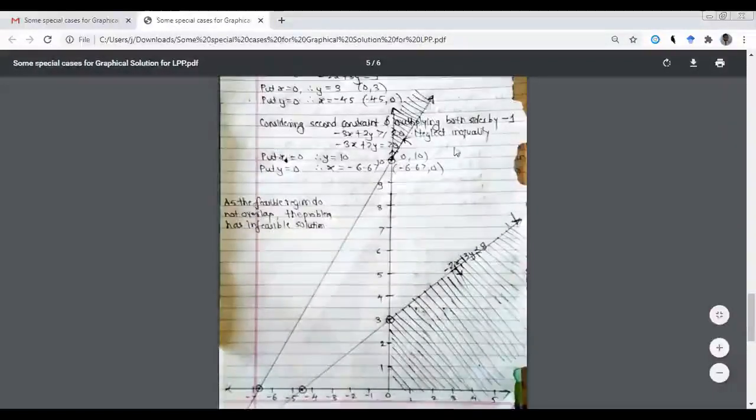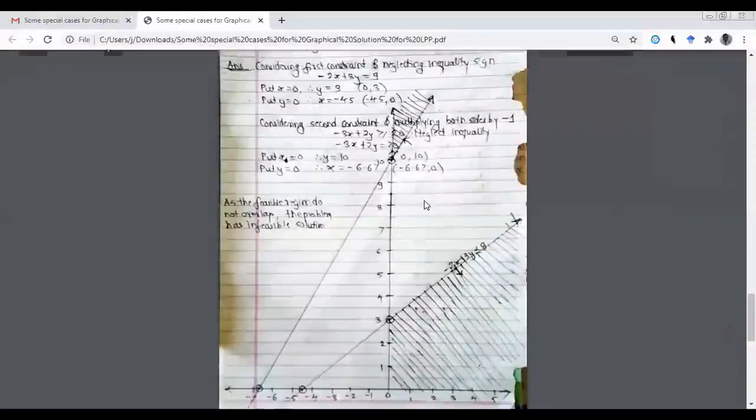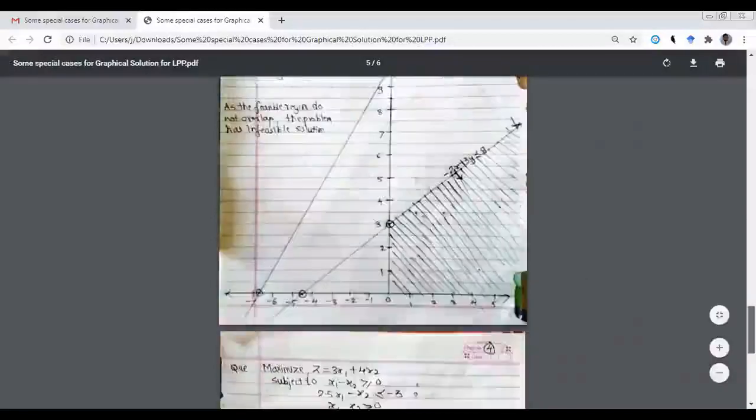But if we go about it the normal way that we do for LPP, that is the simplex method, this problem may have a solution. I'm telling you, it may have a solution. You can get a solution, or you can even not get a solution. But since we have been told to solve graphically, according to the graphical method this particular problem does not have a feasible solution. So this problem has an infeasible solution. That is to be written properly.